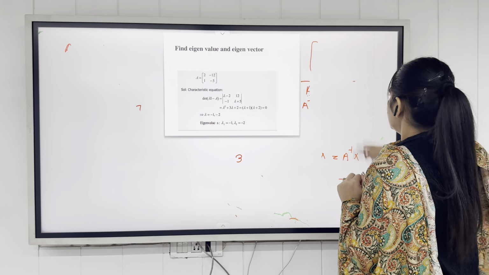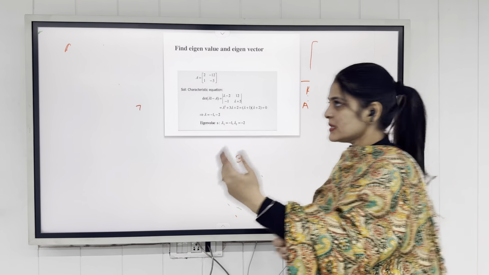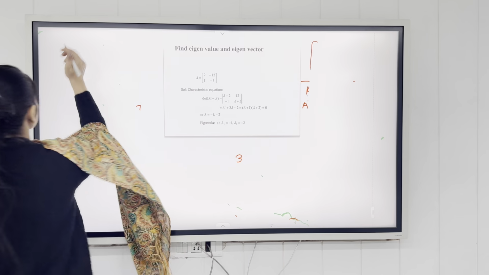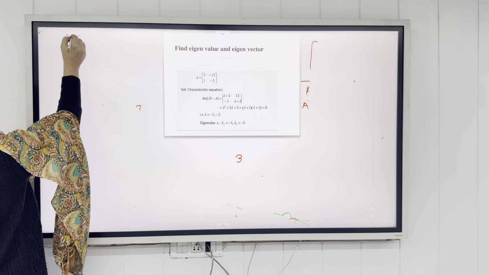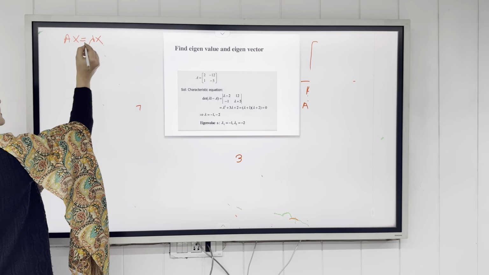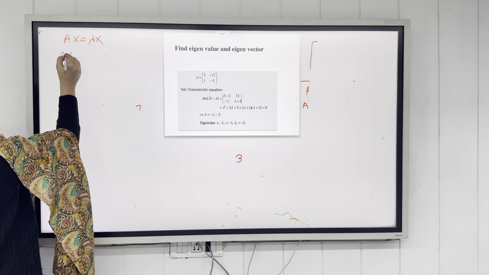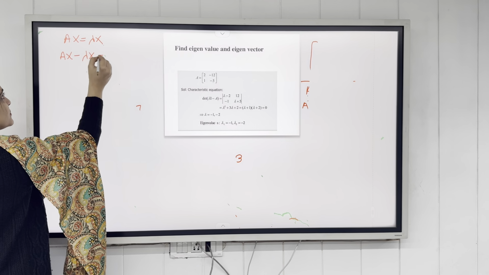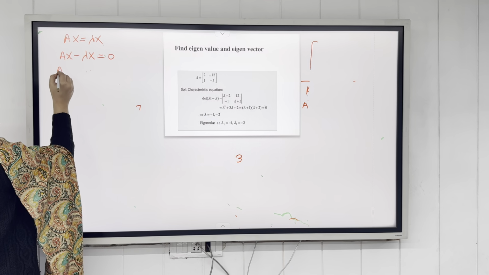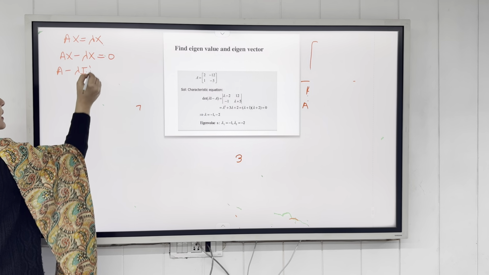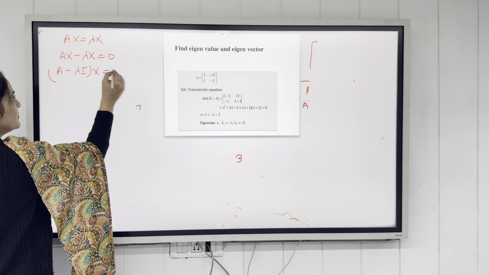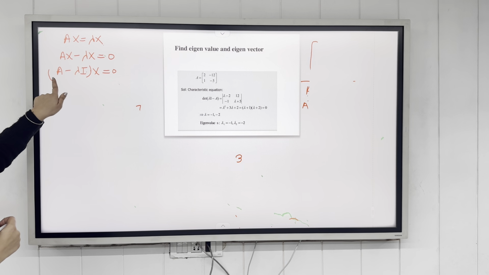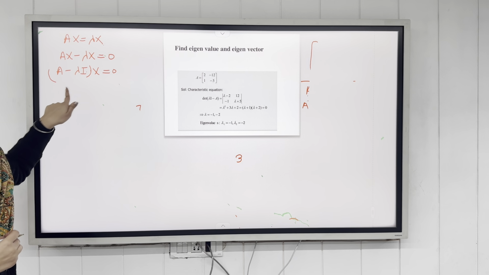We will follow the same steps which we have discussed. First, we use the basic definition: Ax = λx. Shift the term to the other side, that is Ax − λx = 0. Take x as common. We are left with (A − λI)x = 0. Starting from here, the first thing is to calculate A − λI.